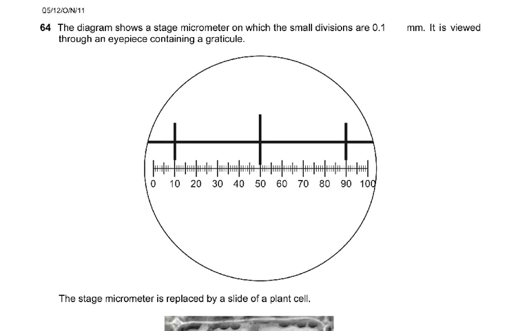Now, this again is a question which is often asked by all of you. The diagram shows a stage micrometer and small division. So this is, let me give it another color. This is 0.1 millimeter, right? So 0.1 millimeter. It is viewed through an eyepiece containing a graticule. Now this whole thingy is the graticule. And it's got 100 divisions. And I told you eyepiece graticules have no units in them.